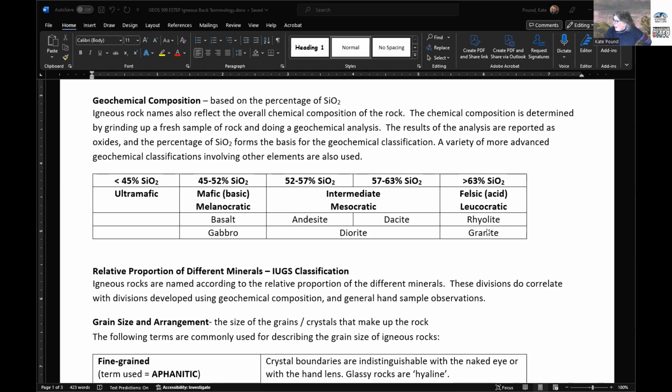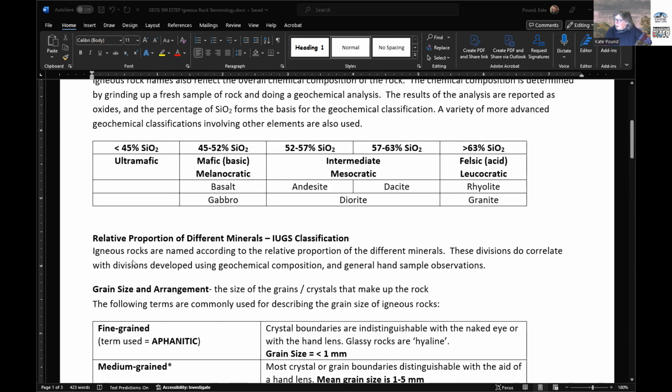So you can now actually go to a chemical analysis and you can tell me whether the sample is felsic, intermediate, mafic, or ultramafic. And you could say, oh, if it's mafic, it would either have to be a basalt or gabbro, and then you would ask an intelligent question, which would be, how big are those crystals? So that's the geochemical approach.